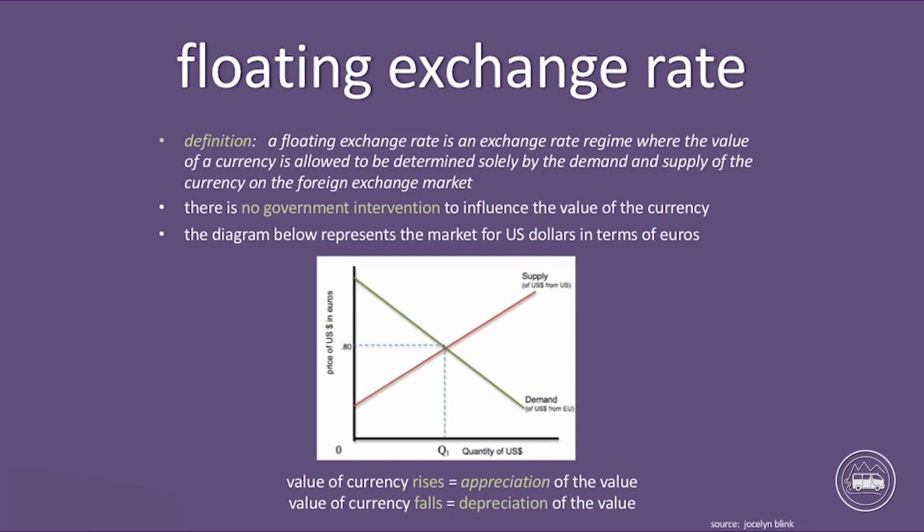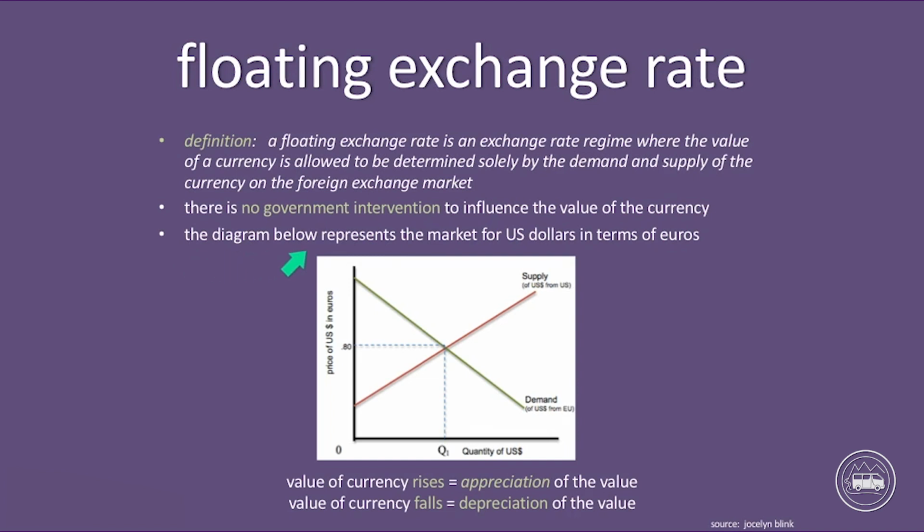So we'll look at that and then we'll take a look at the advantages of floating exchange rate systems and the disadvantages, okay? So first of all, a definition. A floating exchange rate system is an exchange rate regime or system where the value of a currency is allowed to be determined solely by the demand and supply of the currency on the foreign market. That's pretty cool. So there's no government intervention to influence the value of the currency.